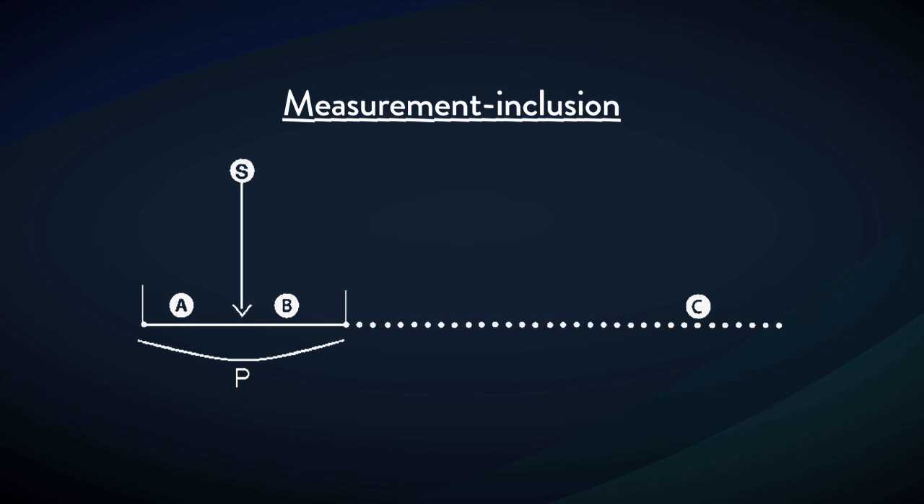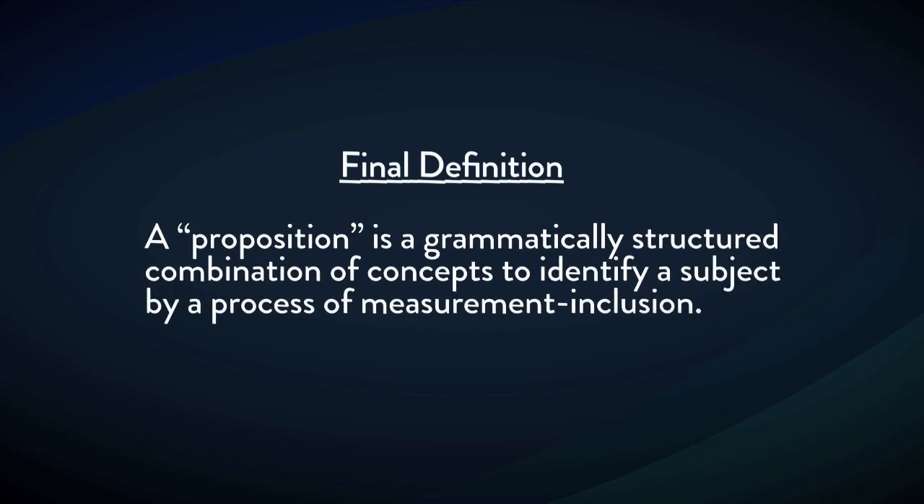So we've got from the earlier theory the scale along a CCD. We've identified the P range, which is marked off there, which has been integrated. And we see that the measurements of S fall within the P range. So we include the measurements of S, we include S because of its measurements in the range. That's what it means to say S is P, whether it says S is a P, or P is an adjective and it applies to S. So that gives us my final definition. A proposition is a grammatically structured combination of concepts to identify a subject by a process of measurement inclusion.